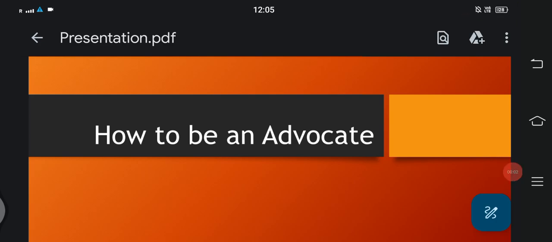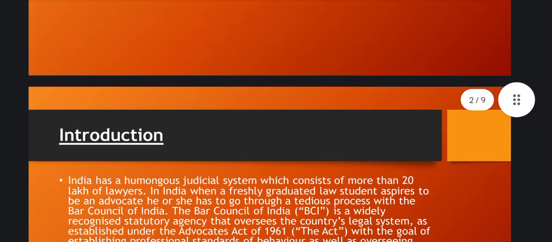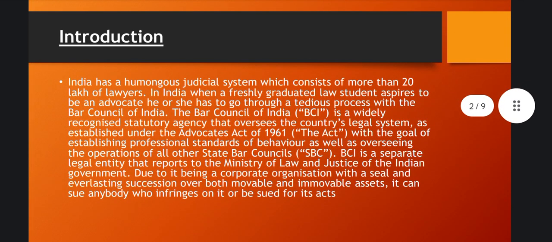So our today's topic is how to become an advocate. So let's begin with the introduction. As we know, India has a monolithic judicial system which consists of more than 20 lakh lawyers. In India, when a freshly graduated law student aspires to be an advocate, he or she has to go through a tedious process with the Bar Council of India.